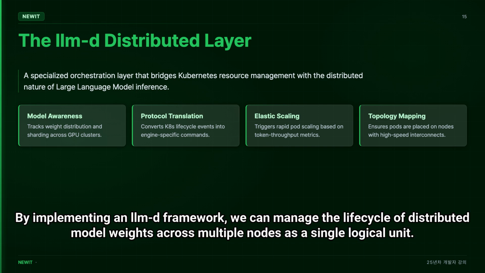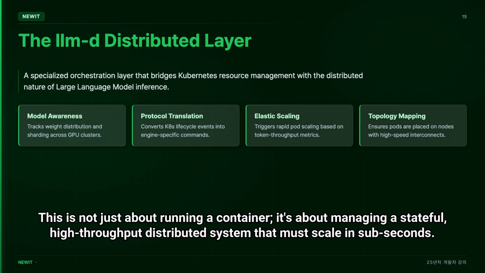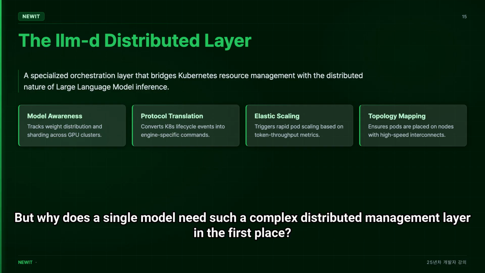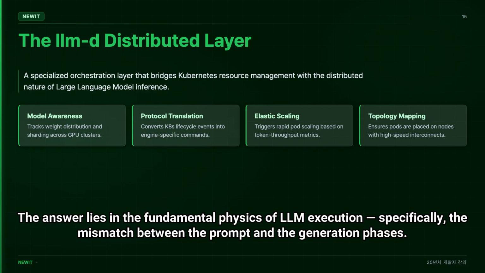By implementing an llm-d framework, we can manage the lifecycle of distributed model weights across multiple nodes as a single logical unit. This is not just about running a container. It's about managing a stateful, high-throughput distributed system that must scale in subseconds. But why does a single model need such a complex distributed management layer in the first place? The answer lies in the fundamental physics of LLM execution, specifically the mismatch between the prompt and the generation phases.